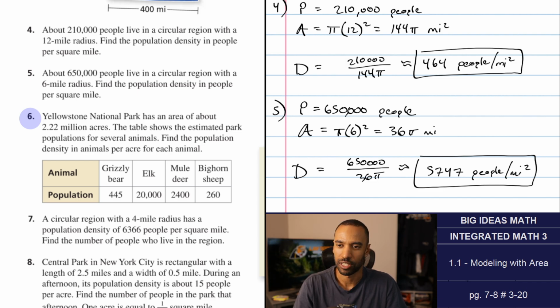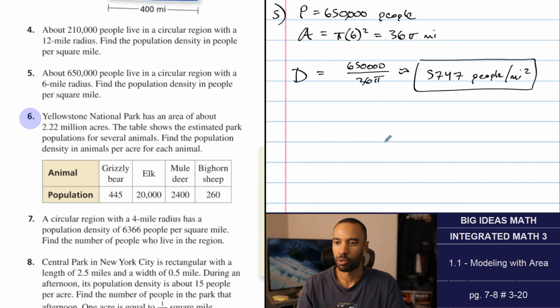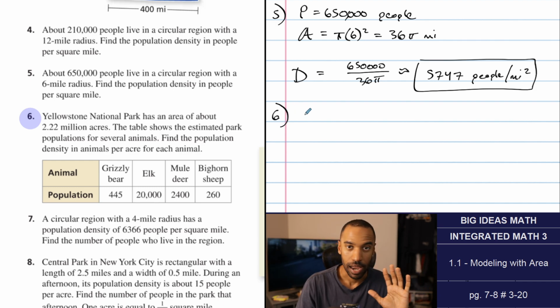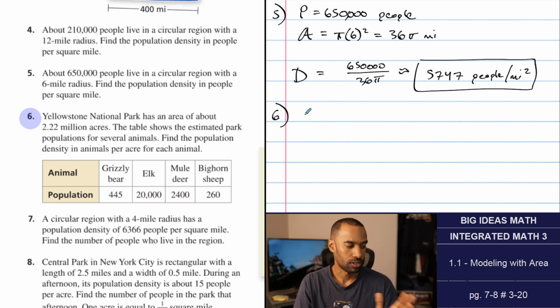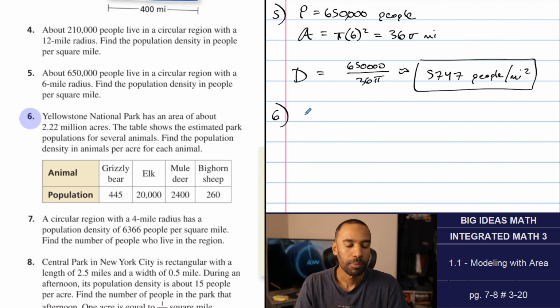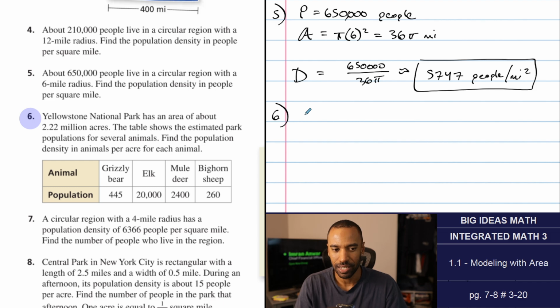Number 6, we have a table. Yellowstone National Park has an area of about 2.2 million acres. Now, the area is already calculated. There's no other thing to state outside of that. The acres are the area. The table shows the estimated park populations for several animals. Find the population density in animals per acre for each animal.